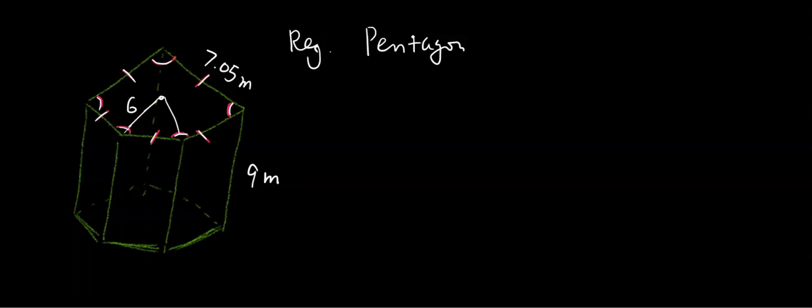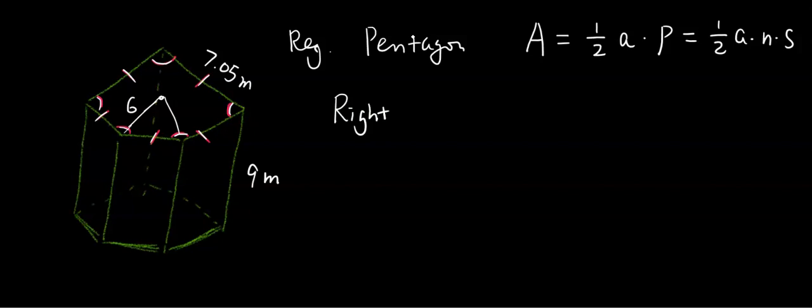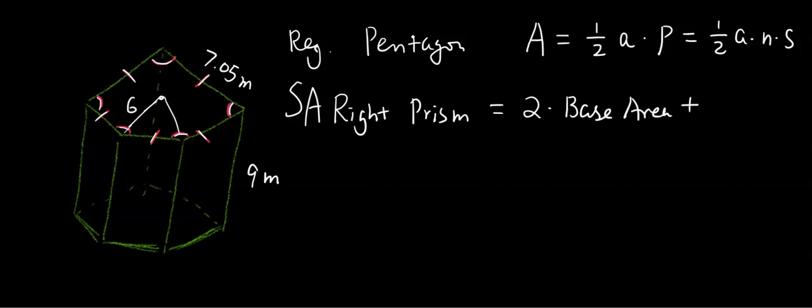If it's a regular pentagon, remember, in the previous video from chapter 11, we learned the regular pentagon area is 1/2 times apothem times p. You can also say 1/2 times apothem times how many sides times the side length. Remember, we have 2 bases here, the top base and bottom base. Therefore, in this right prism, the surface area is 2 times the base area, and then we're going to have the all around area. All around area would be perimeter times the height of this prism.